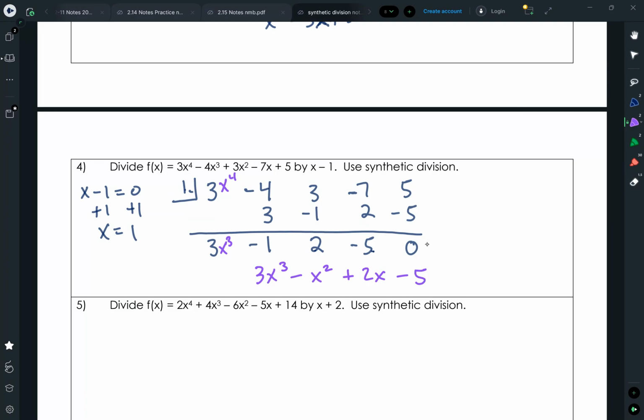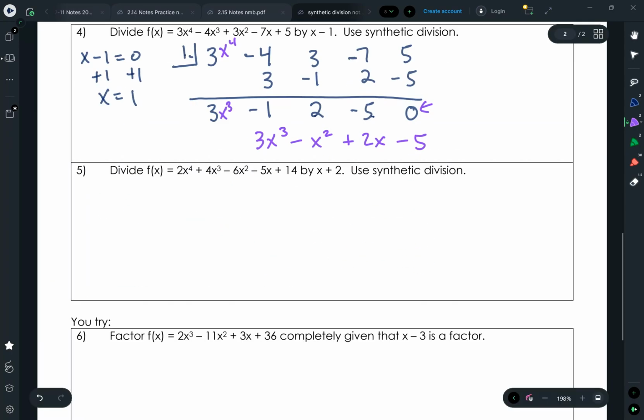And because I've got a remainder of 0, we're still looking at even factors. I think there's going to be one on your homework where it's not. So we're going to kind of get you thinking about that. Let's look at the next one.